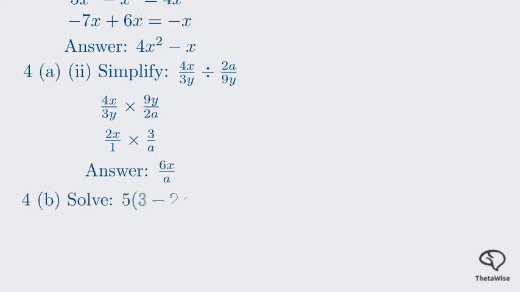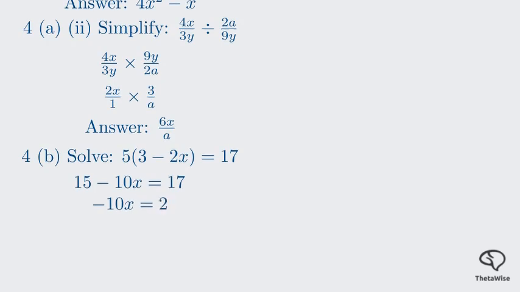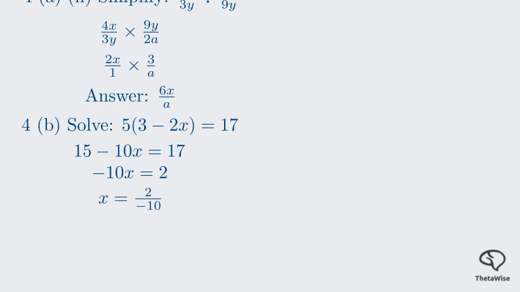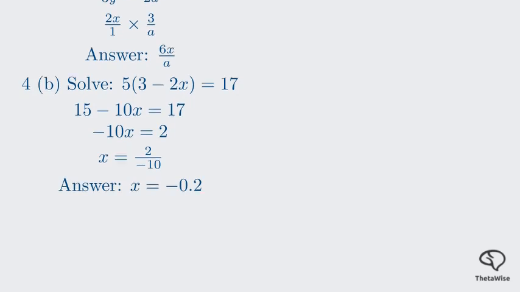Now, let's solve this linear equation. First, expand the brackets. 15 minus 10x equals 17. Next, we want to isolate the x term. Subtract 15 from both sides. Finally, divide by negative 10. Simplifying the fraction gives negative 1/5 or negative 0.2. When expanding brackets with a negative inside, like negative 10x, students often lose the sign when moving terms across the equal sign. Be extra careful with your negatives.